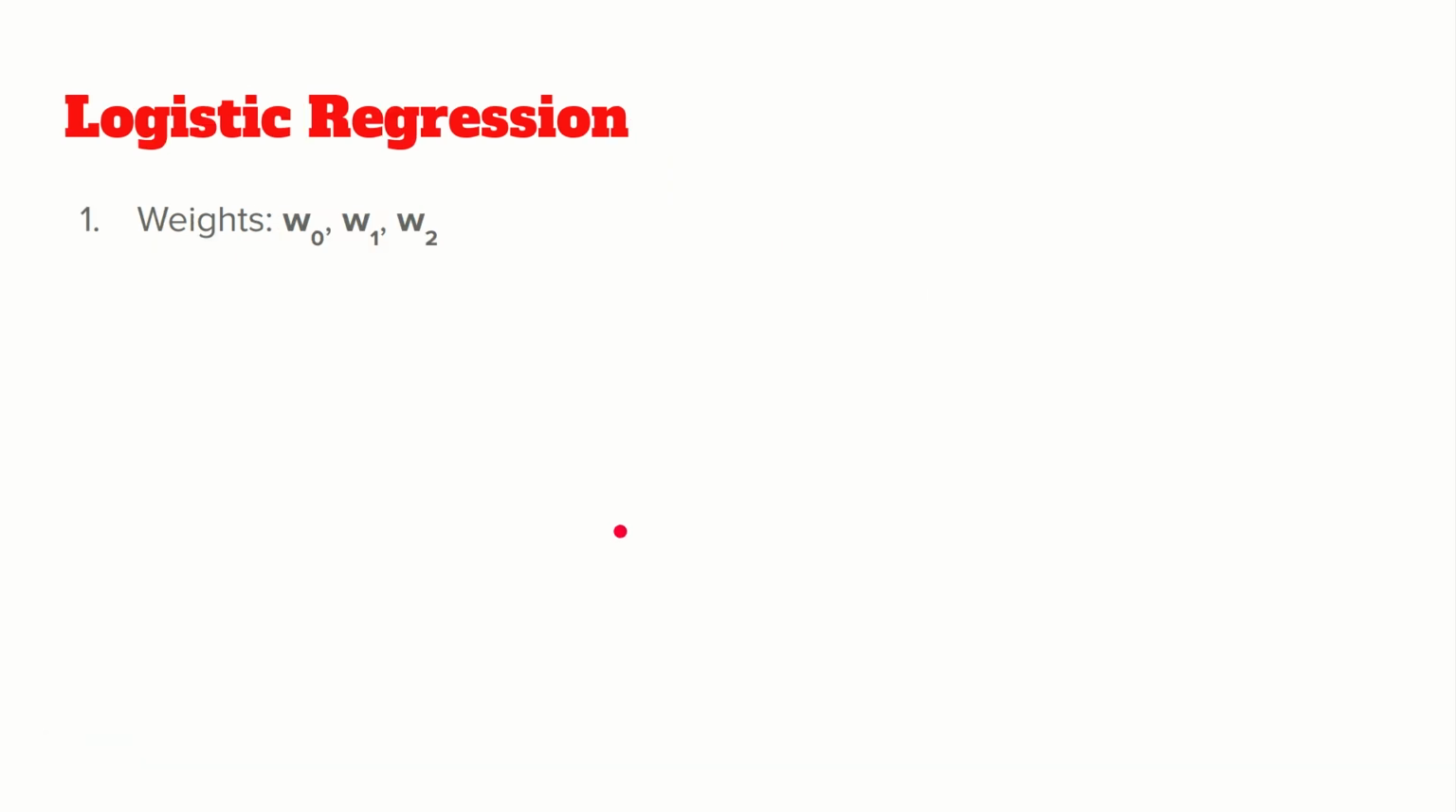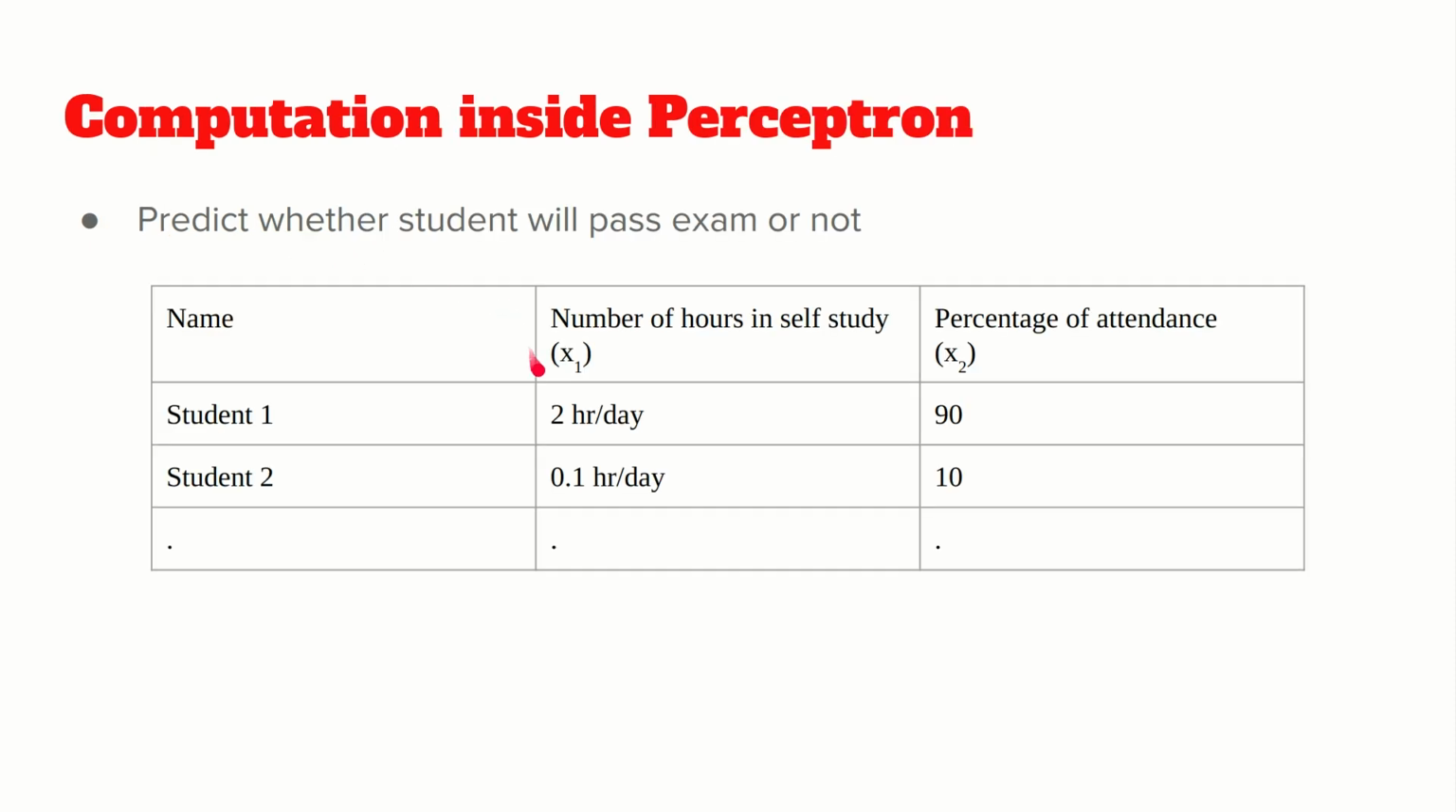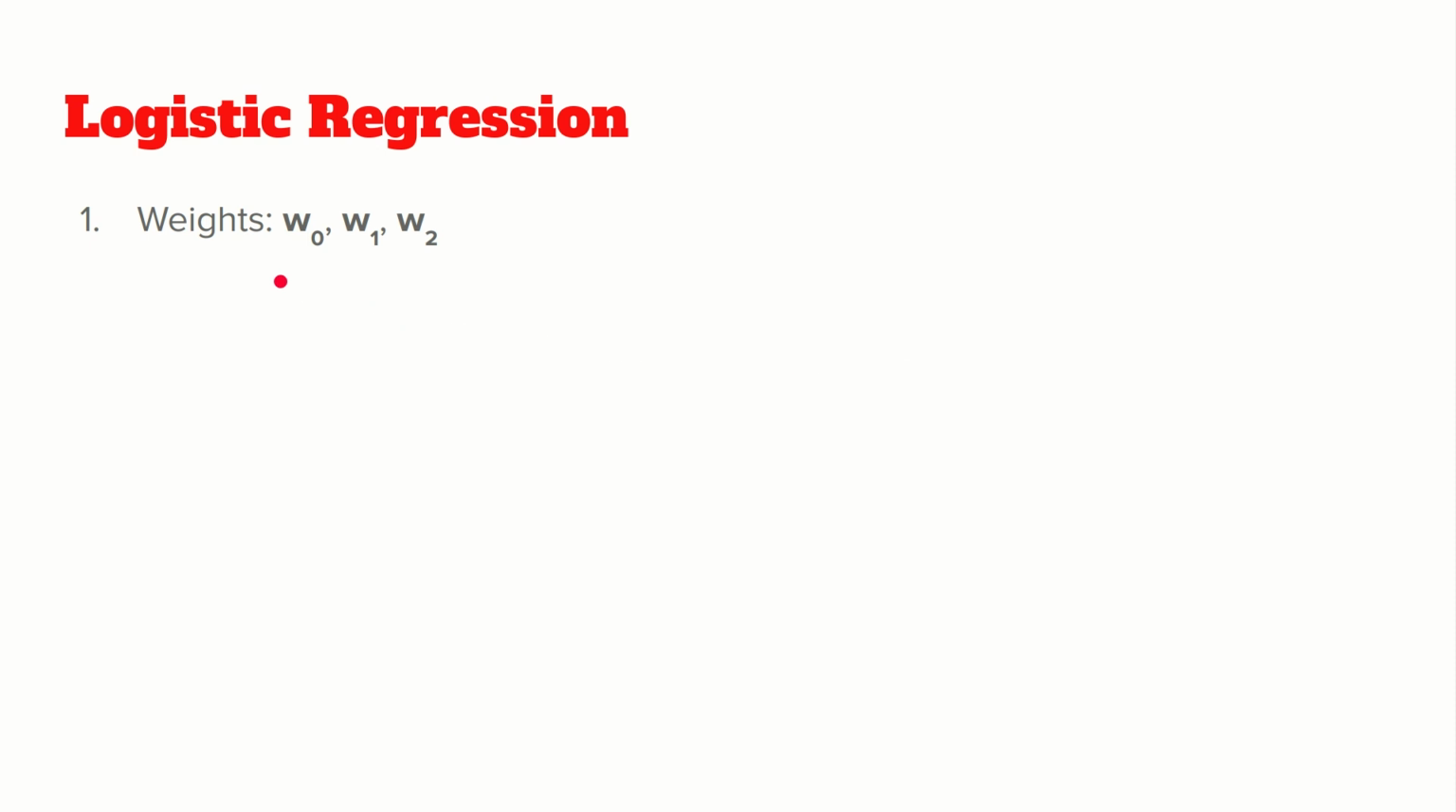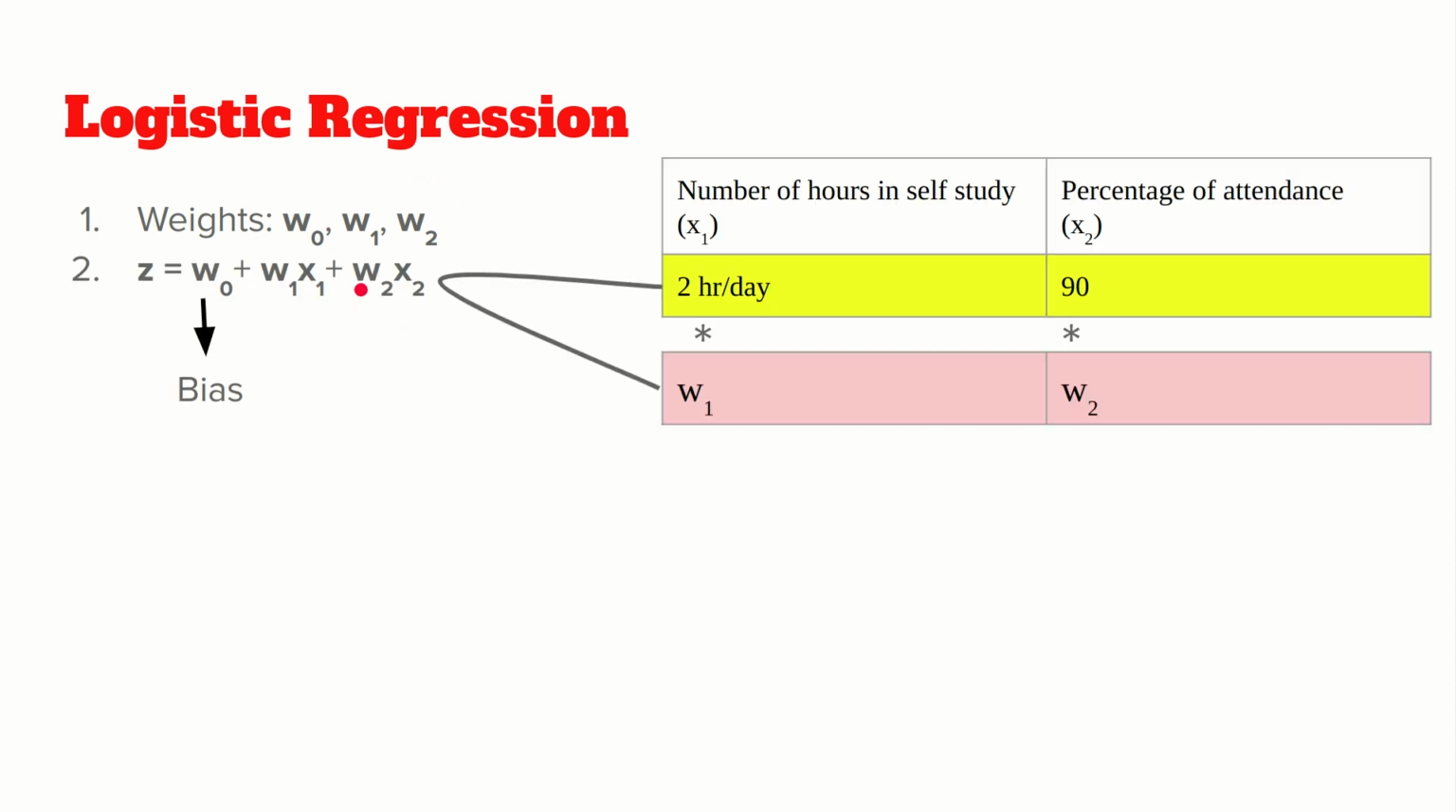We can solve this problem using logistic regression. In logistic regression, we'll simply have three weights, W0, W1 and W2. Why just three weights? Because we just have two features over here, X1 and X2. If we have more features, then we'll have more weights.